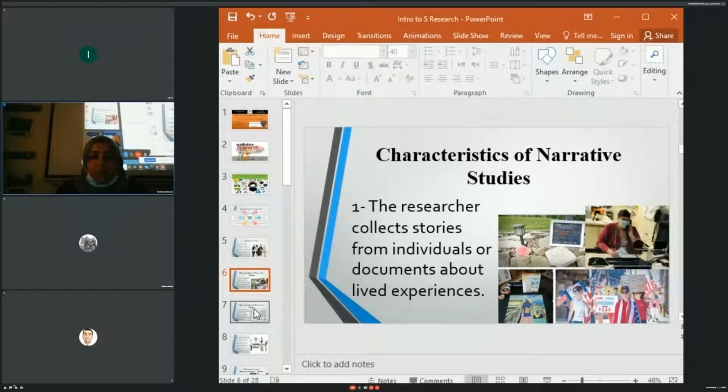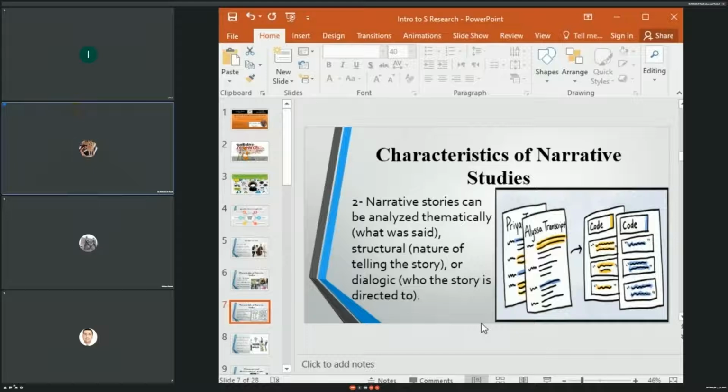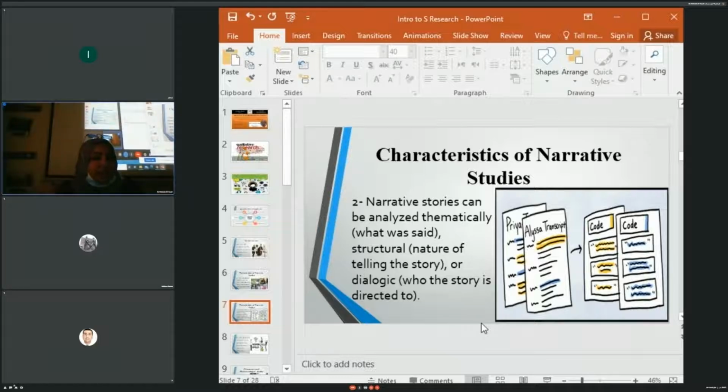The characteristic of this kind of qualitative research is that the narrative stories can be analyzed thematically, structurally, or dialogically. Some of the other kinds of qualitative research, as we'll see later, share these features. In all kinds of qualitative research, we can analyze the data by themes. This is a common characteristic between all of them, which means that I collected the data, let's say I interviewed several people. And by the way, the process of collecting and analyzing data in qualitative research is longer, and you need more effort compared to quantitative research.